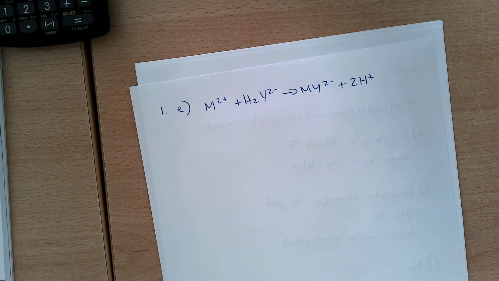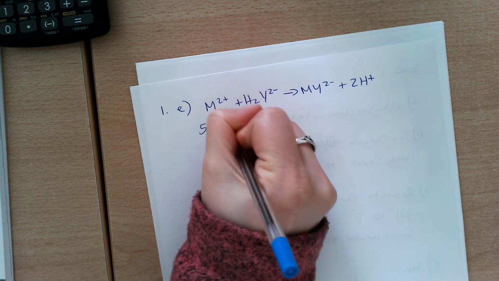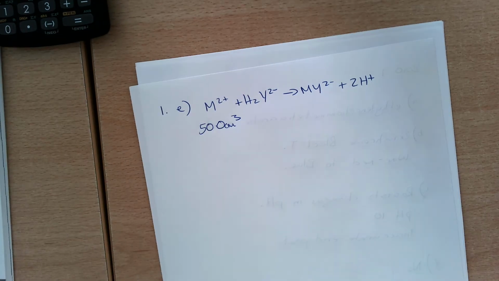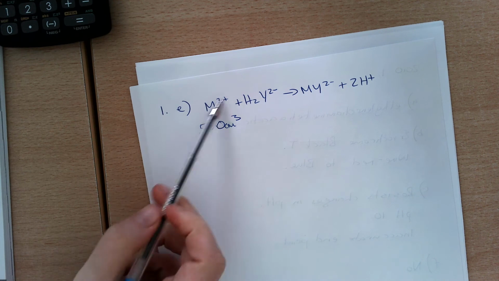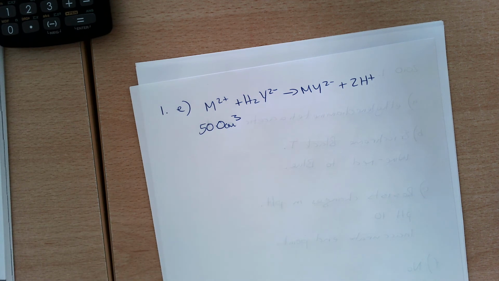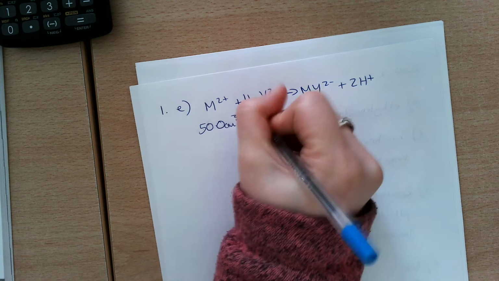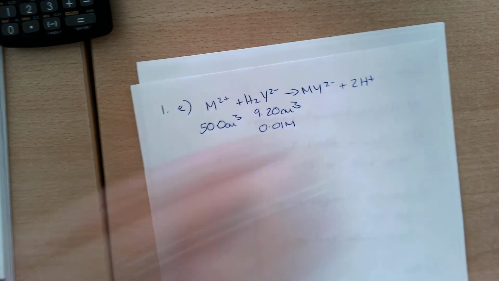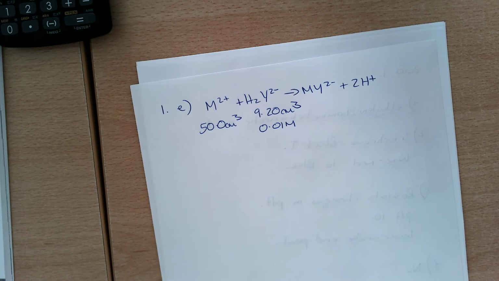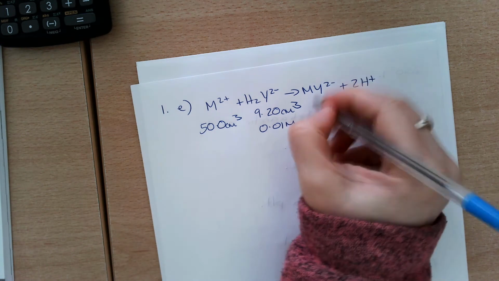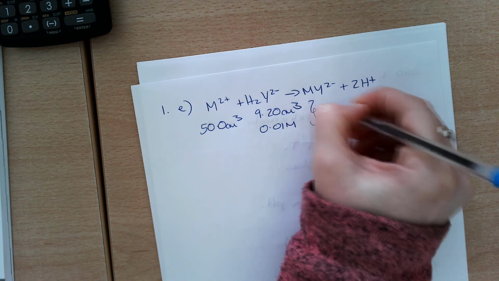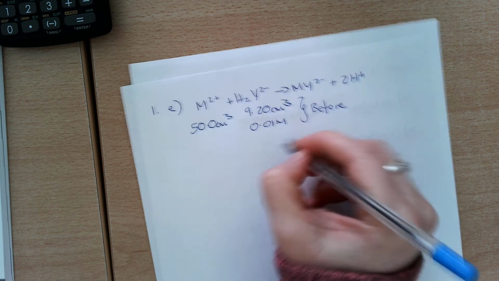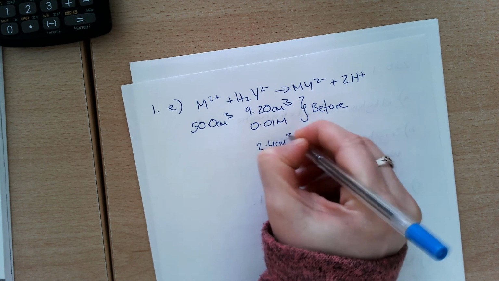This is 2010 1E. It was found that 50 centimetres cubed of my hard water sample, which contains my Mg2+ or calcium 2+ ions, required an average of 9.20 centimetres cubed of 0.01 molar EDTA. Now, we're told that's before ion exchange, so I'll just put that as before. And then we are also told that I have 2.4 centimetres cubed after.